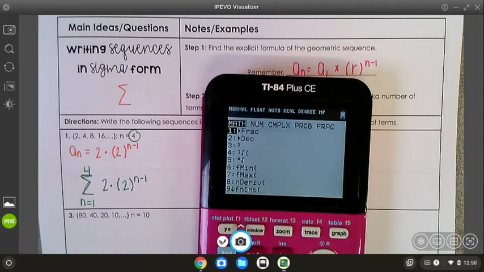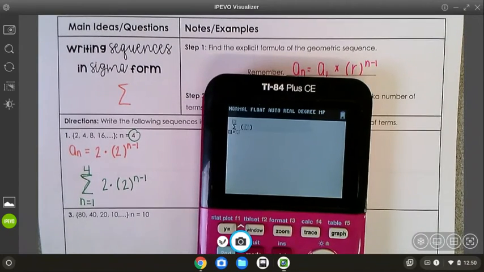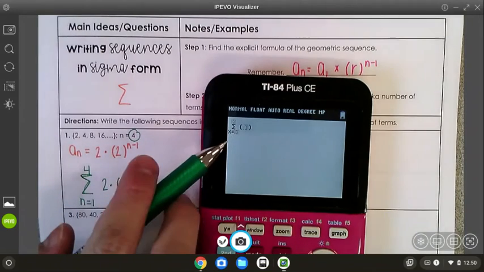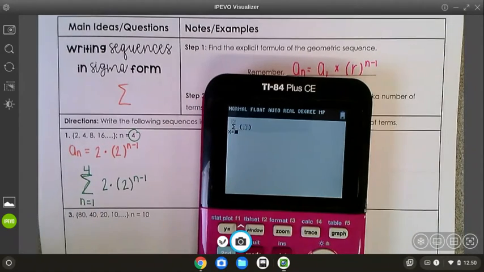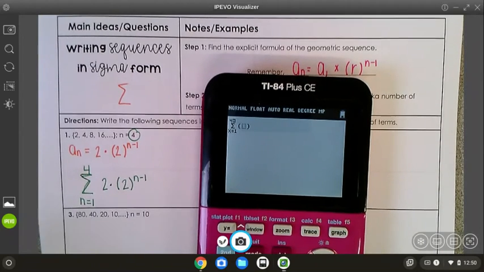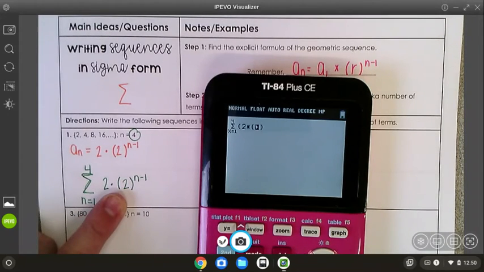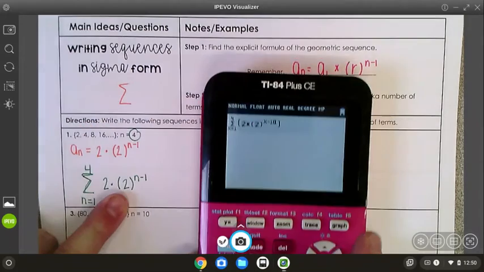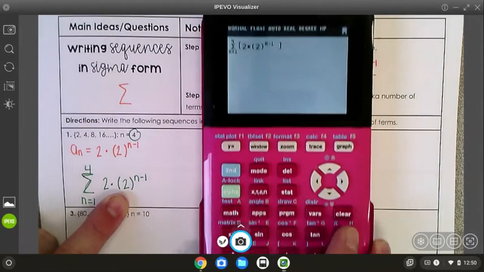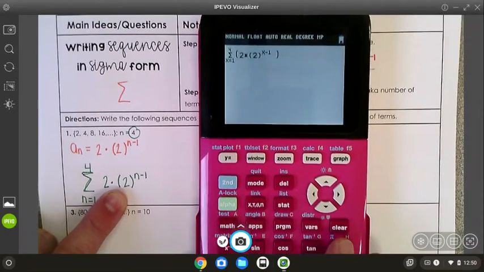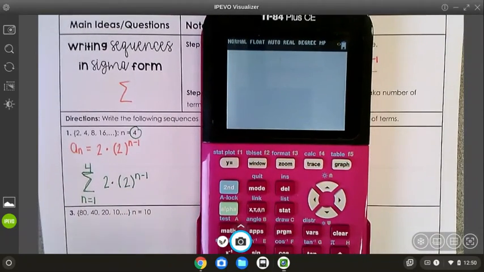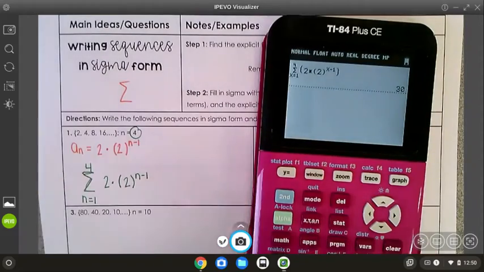Math, 0. And remember, we use the x. You can type in an n if you want, but I like the x. 1, 4 on top. And then it's 2 times, in parentheses, 2 raised to the power of x minus 1. Make sure you hit the exponent button, it's right here, to put the x minus 1 in the exponent. And we get 30.